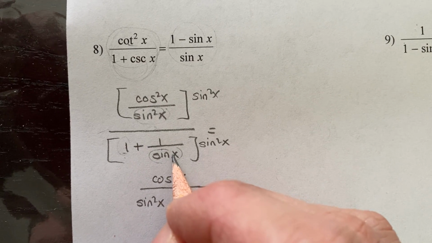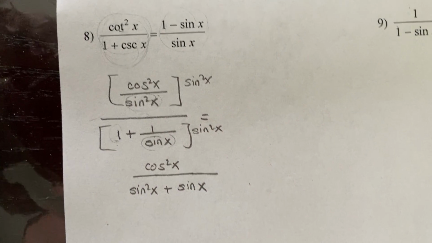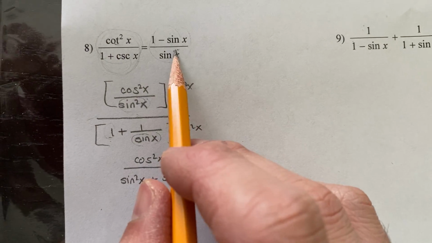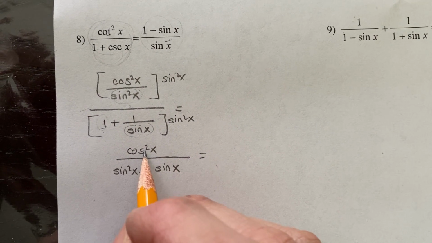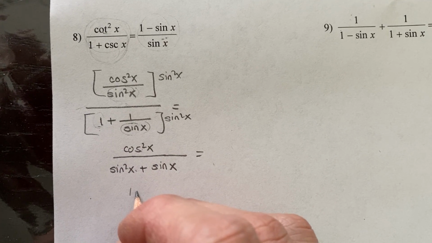Sine squared x times 1 over sine x, you're just left with a single sine x. All right, now this doesn't quite look like this just yet, right? Now notice everything's in terms of sine. So what I need to do with my cosine squared is rewrite it as 1 minus sine squared x.